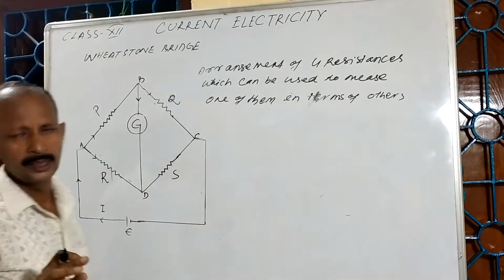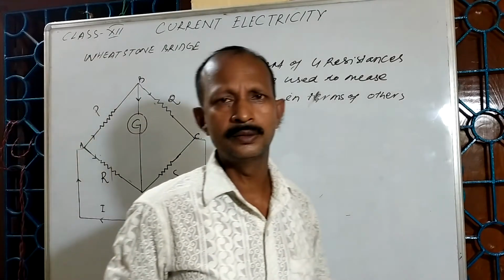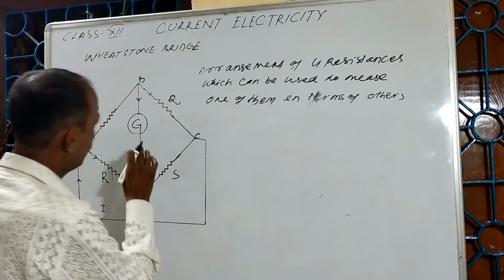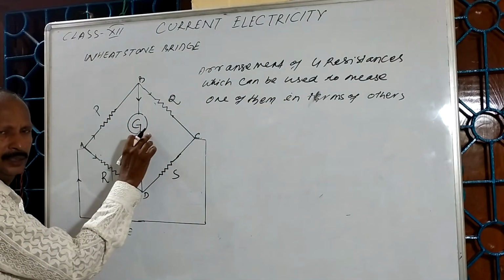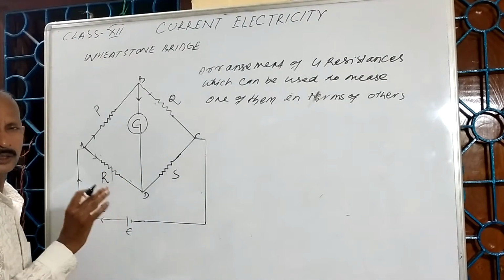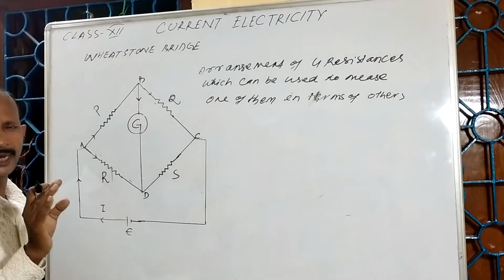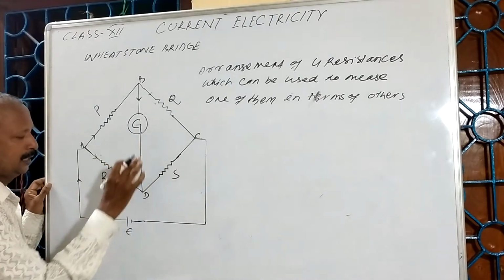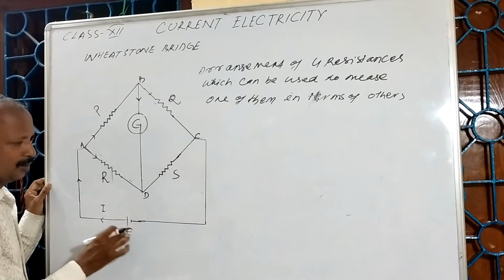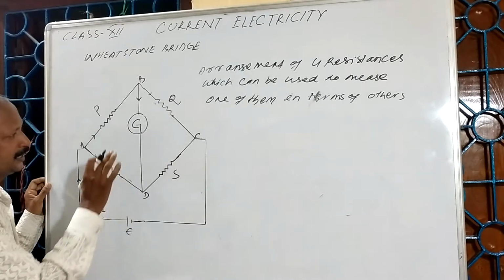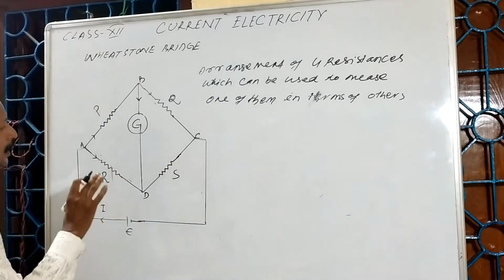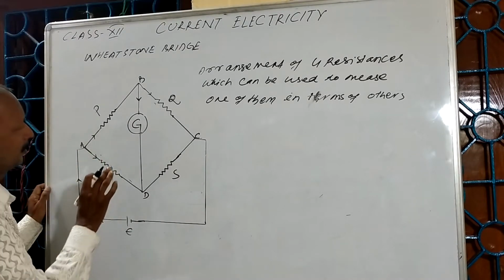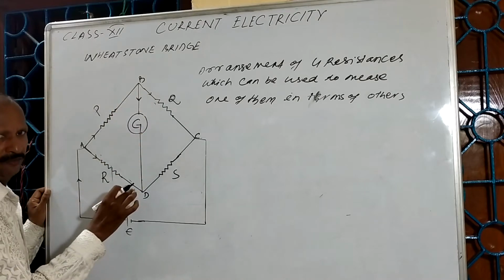You know that the galvanometer's function is to indicate the presence of current. Here there is a needle in this galvanometer. If there is a flow of current, the galvanometer will deflect either left or right. Suppose it is deflecting left. Now I shall reverse the battery. That means it will deflect right. So there is no doubt that current will flow through the galvanometer.